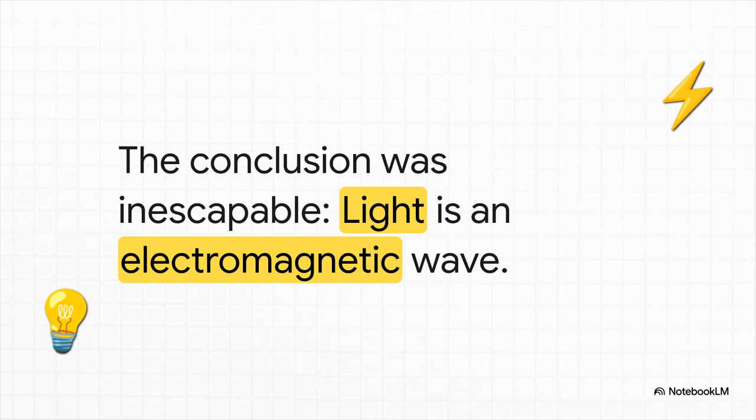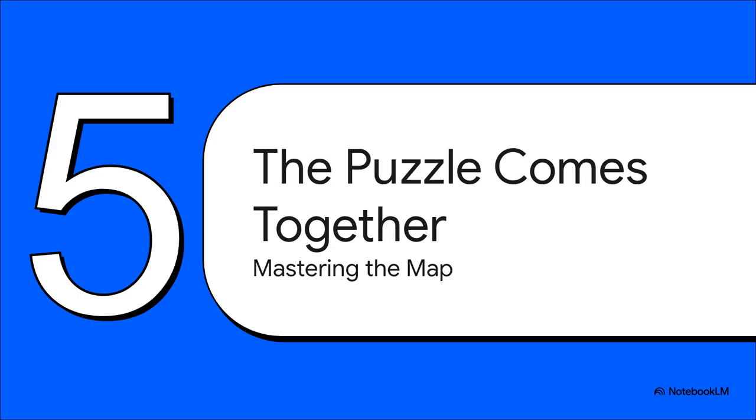The conclusion was just inescapable. Light is an electromagnetic wave. In that single moment, electricity, magnetism, and light, three things that seemed totally separate, were unified into one single glorious phenomenon, absolutely world-changing. Okay, so now let's bring it all back home. We're going to see how the puzzle comes together and master the map.